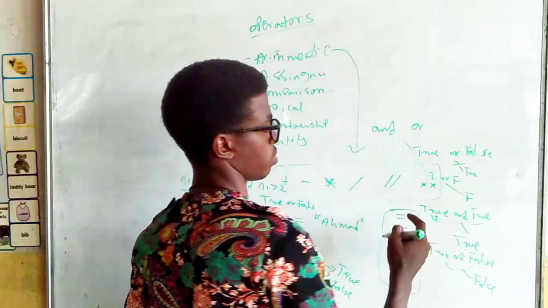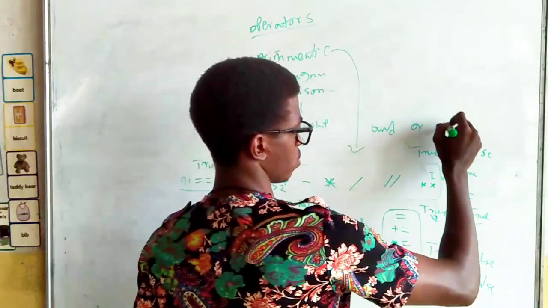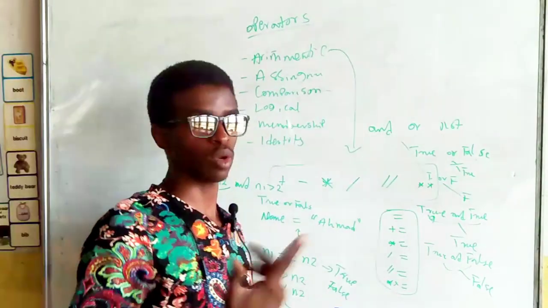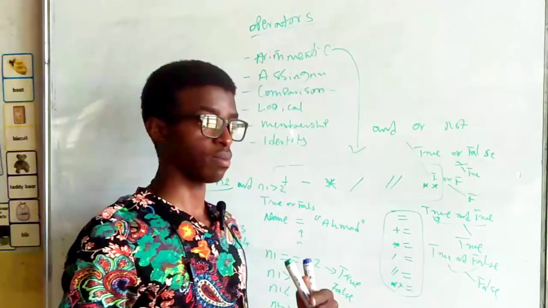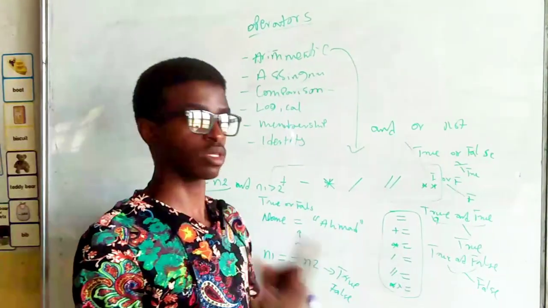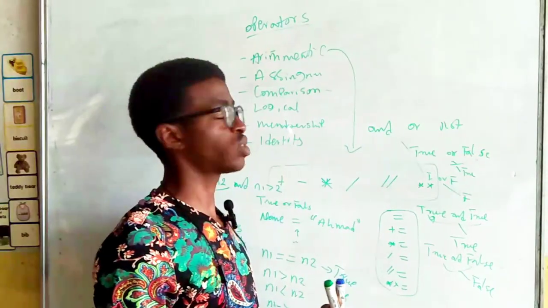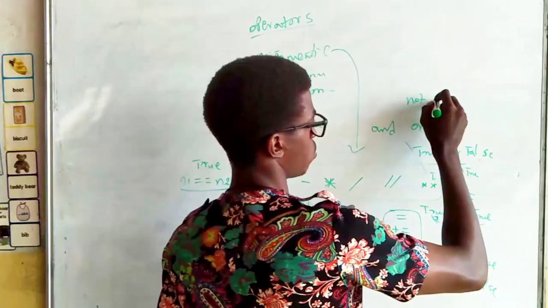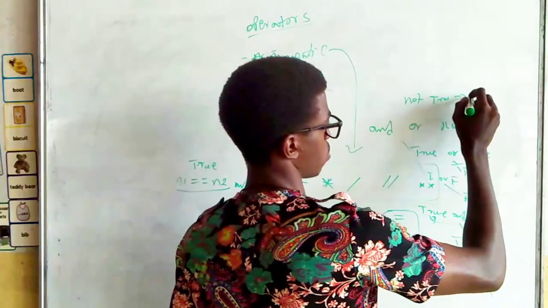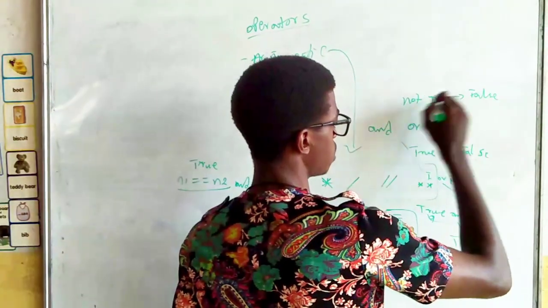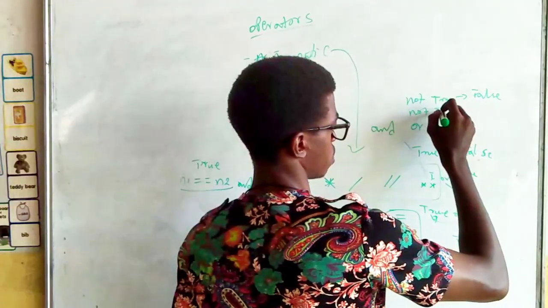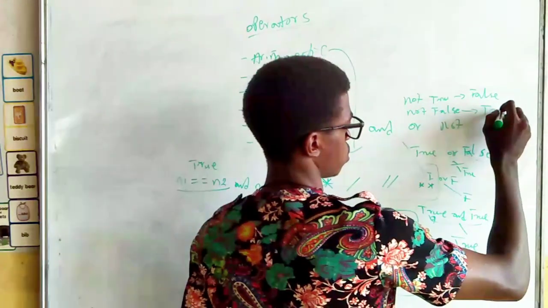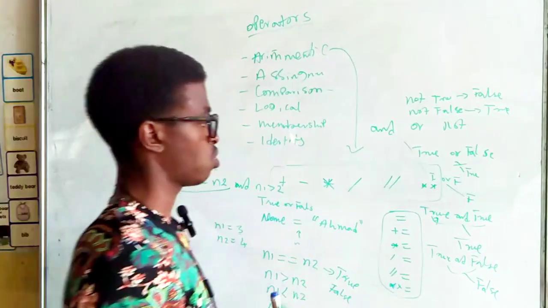Then we have the NOT operator, which is not. So not is like the opposite. If I have true, then I say not true, then it's going to be converted to false. If I have false, then I say not false, then it's going to be converted to what? To true. This is how not works. So if I say not true, then it's going to be what? False. If I say not false, then it's going to be true. So this is how the not operator works.